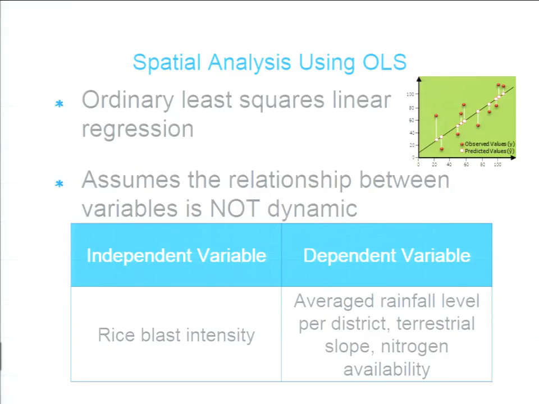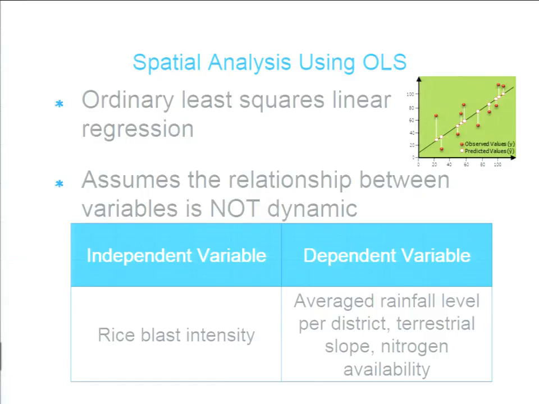So to sum up, my dependent variable was rice blast intensity, and my explanatory variables were rainfall, terrestrial slope, and nitrogen availability. And I performed ordinary least squares regression, and once again, that assumes the relationship between these variables does not change over space.